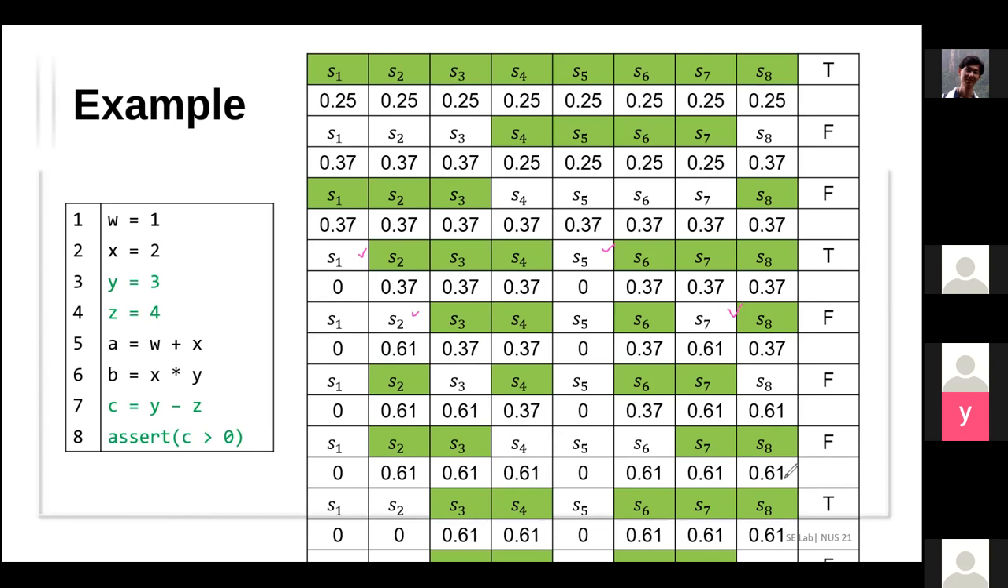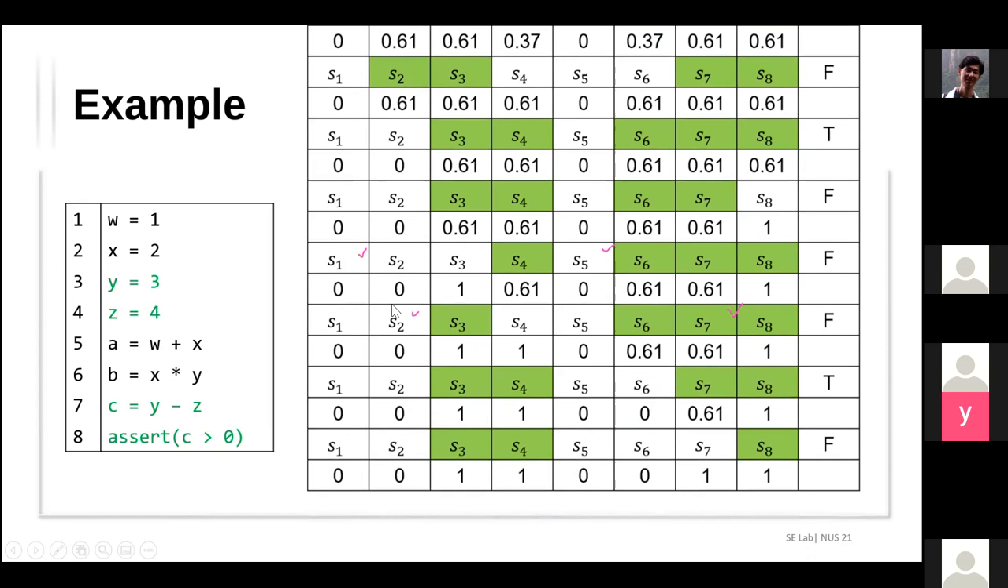Then you reduce again. You reduce the number of statements that you select. What the example shows is that for cases where you exclude it and the test still passes, you update the probability by setting it to zero. And for cases where you exclude it and it's a failing test case, then the probability increases.